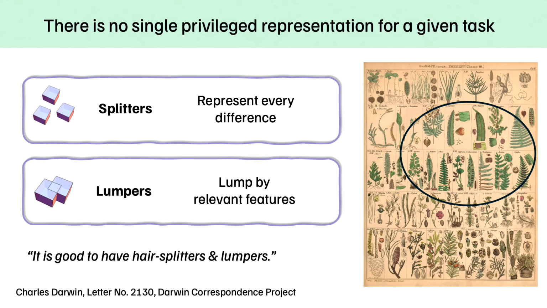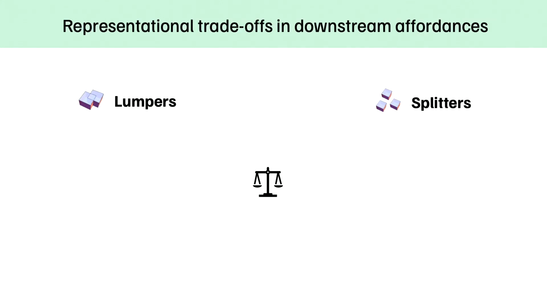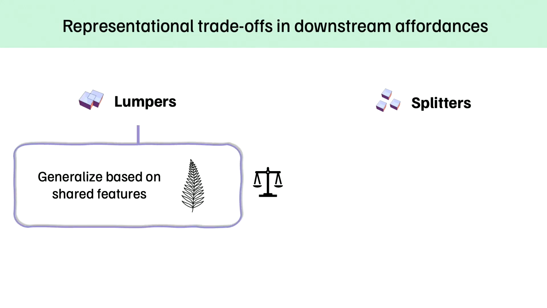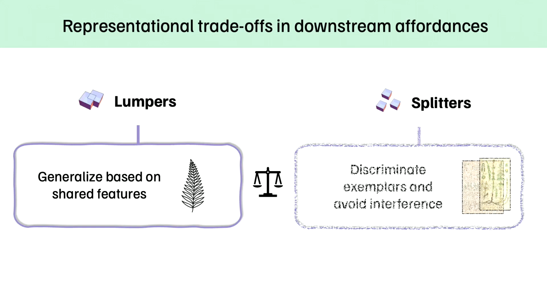And this idea that it's good to have both really brings about this notion of trade-offs, the idea that there are affordances that lumpers and splitters might bring downstream that tell them apart. So on one hand, lumpers might be better at generalizing based on the shared features of particular items. But on the other hand, splitters might be better at discriminating based on what may earlier have been thought of as irrelevant for a task, and also at avoiding interference between stimuli once they've learned.